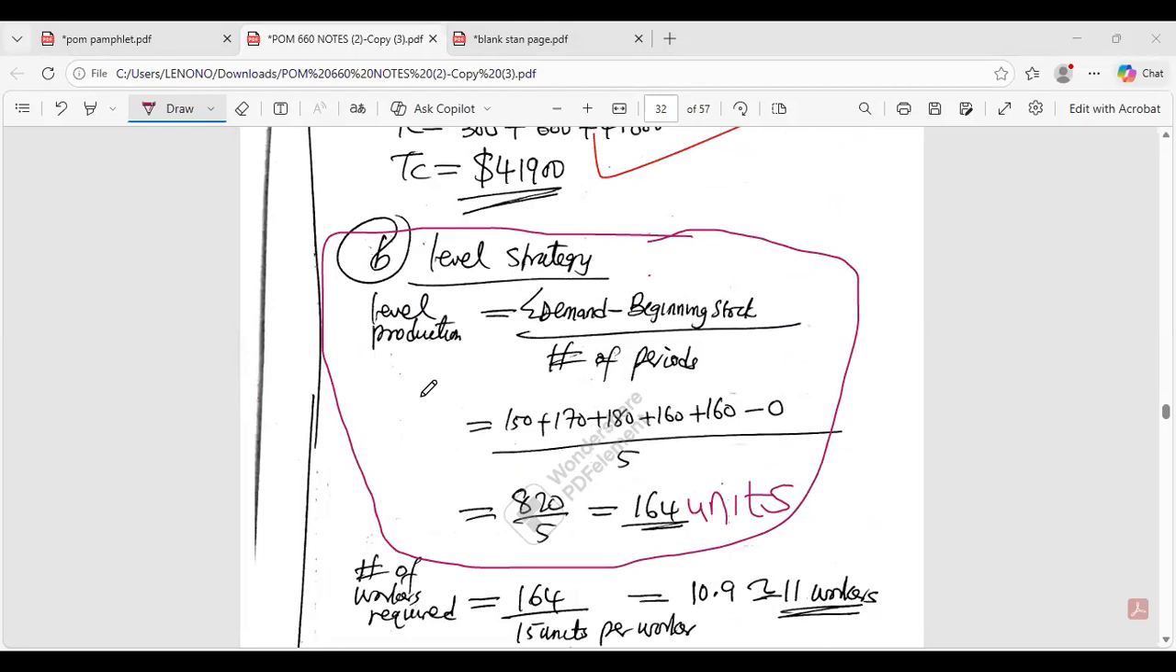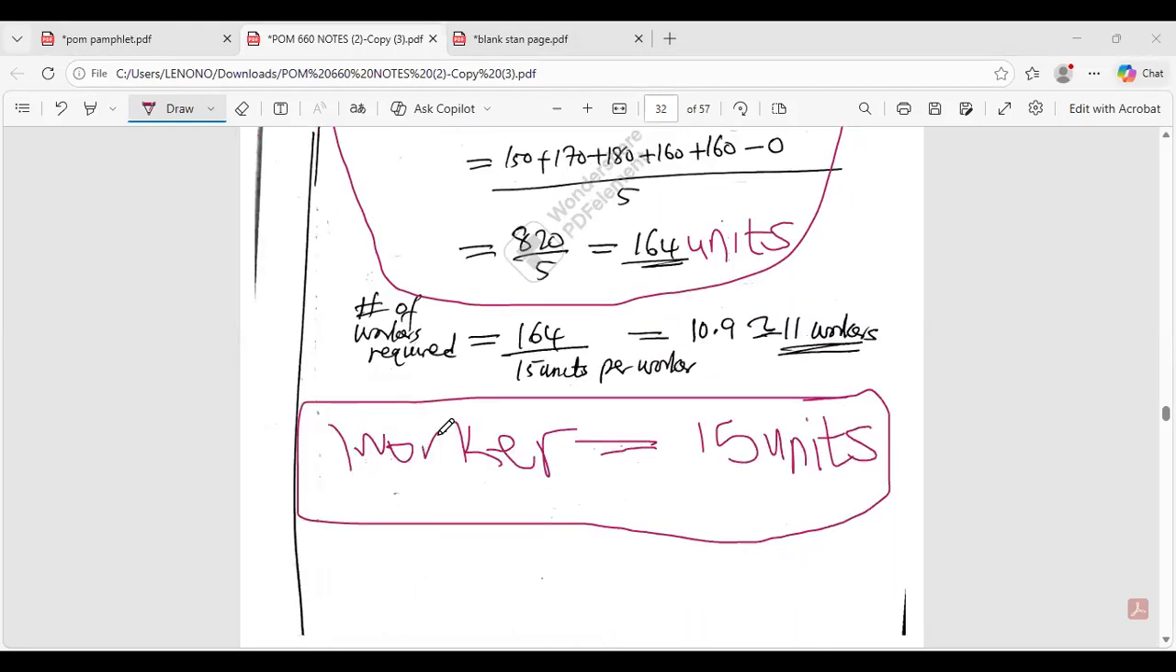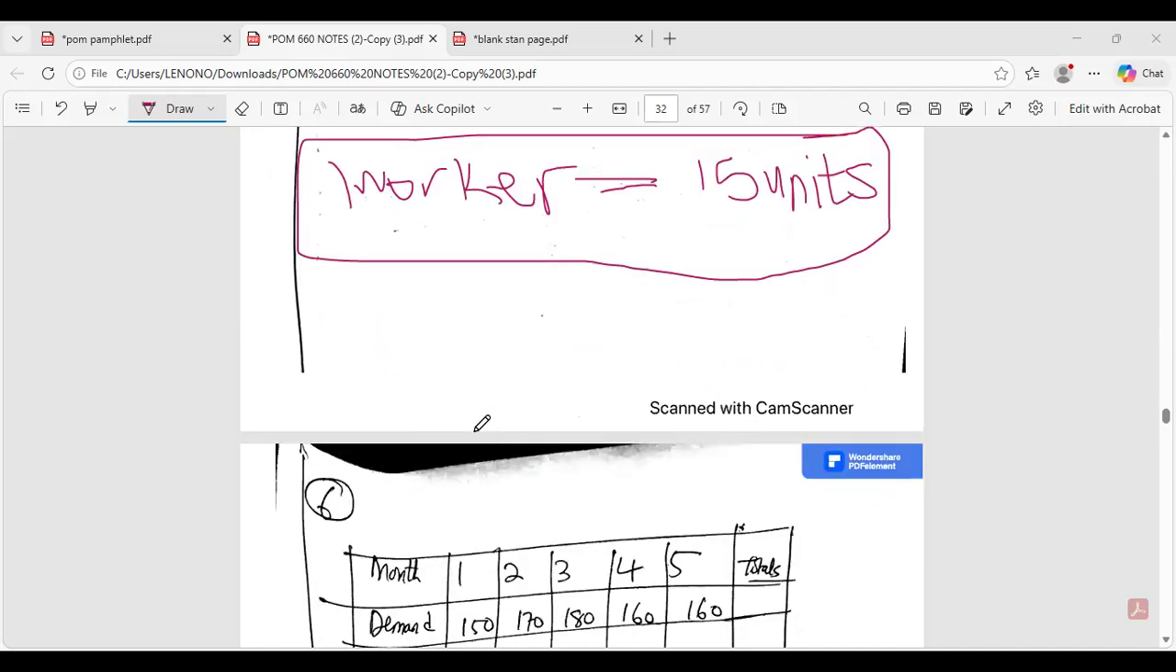Divide 164 by 15. When we are getting how many units? There's a point, 10.9. You round up to the whole number, not down. So even if it was 10.2, you round up to 11. Oh, okay. You get my point? So this is what we have.